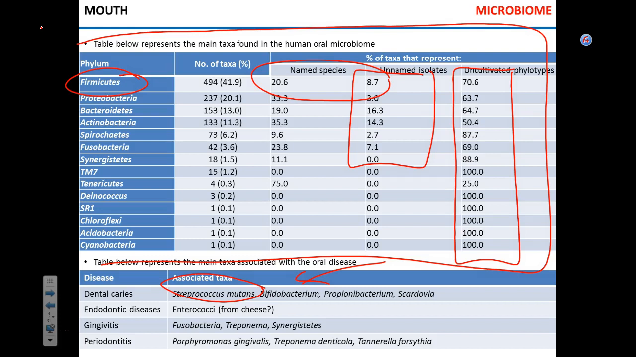Endodontic diseases, the root canal, are associated with certain species of enterococci from cheese. It was shown that people who eat some types of cheese more frequently develop endodontic diseases. I believe it's Swiss cheese, like that really stinky one. But again, here's the deal. The problem is, it's the association. Does that make sense?